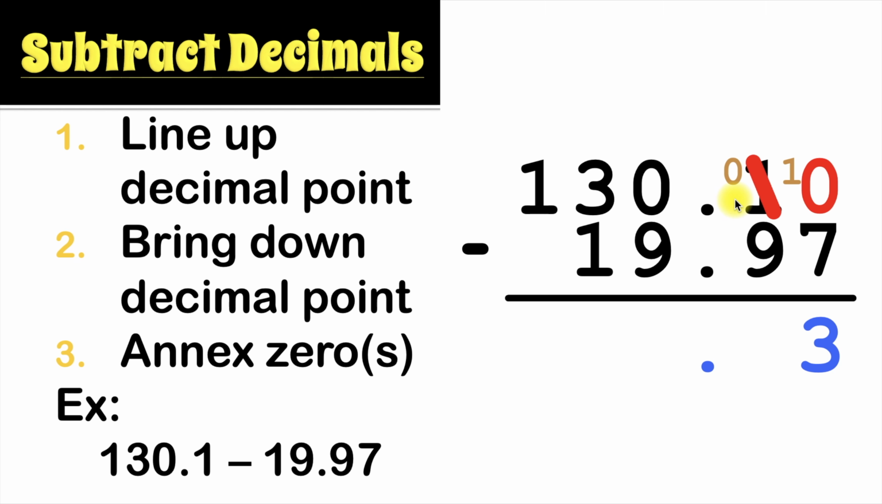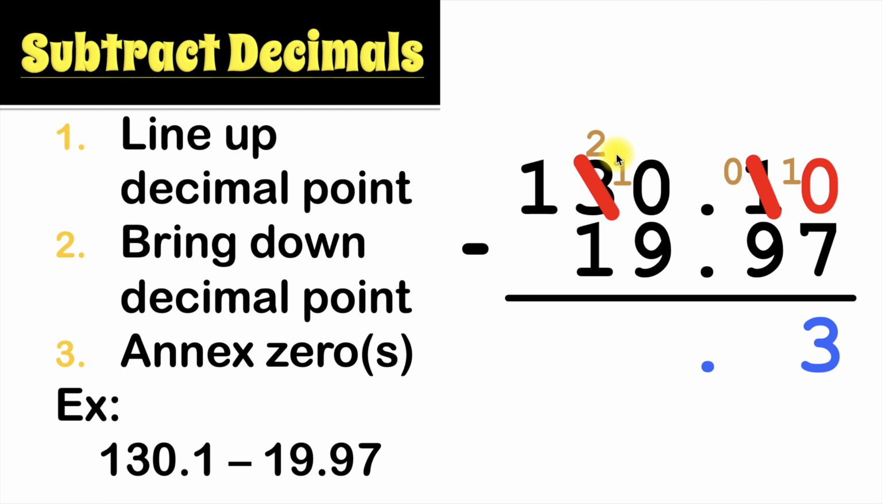But we run into a problem. We can't take away 9 from 0, and we can't borrow from 0 either. So what do we do? We need to go to that number's neighbor and borrow from there first. And that means that this 3 will become a 2. The 1 we borrowed will go here, making this a 10. And now that this has value, we can borrow from it.